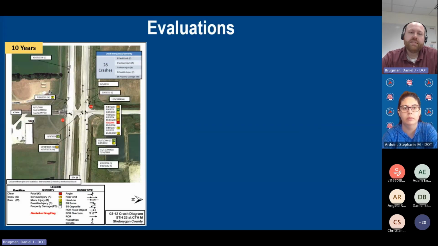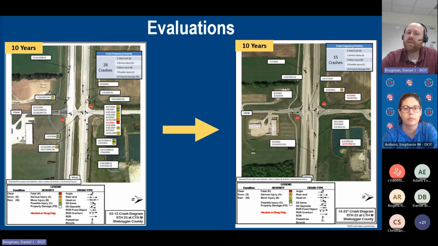The first one I have on the screen is Highway 23 and County M in Sheboygan County. In 10 years of before data, we had 14 angle crashes, and you'll see again, this one had more of those near side angle crashes, but there are a couple far side angle crashes. Of those 14 angle crashes, there were 9 injuries. In 2013, we built an RCUT, and in the next 10 years of data, we cut those crash totals in half, and we had 1 angle crash with 1 injury. So we went from over 10 injuries down to 1 and cut the crash total in half.